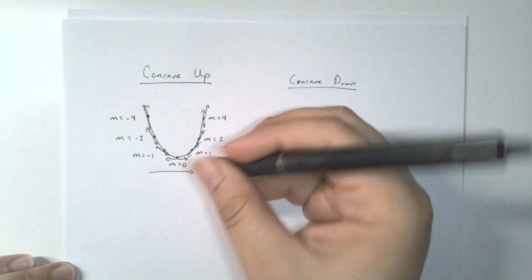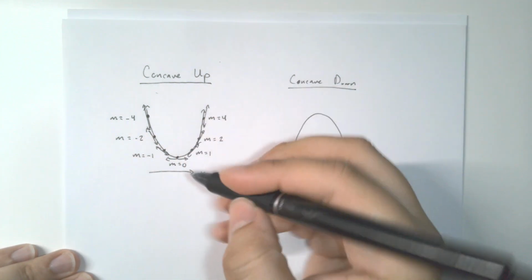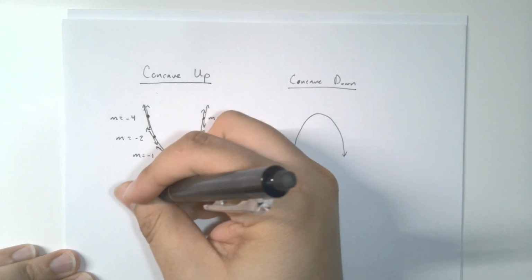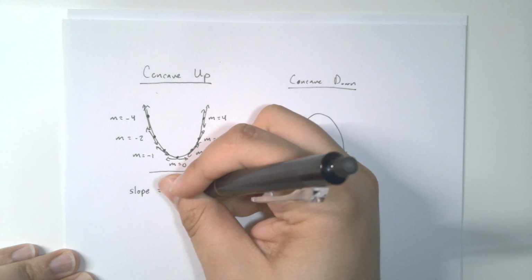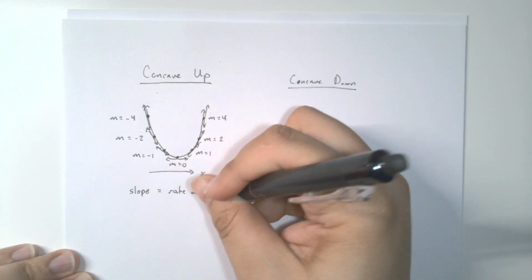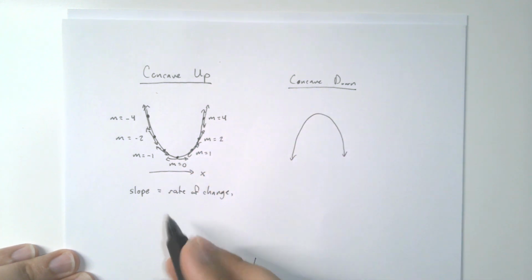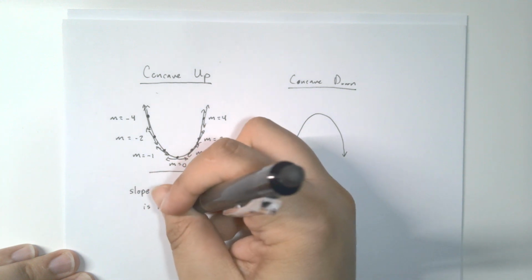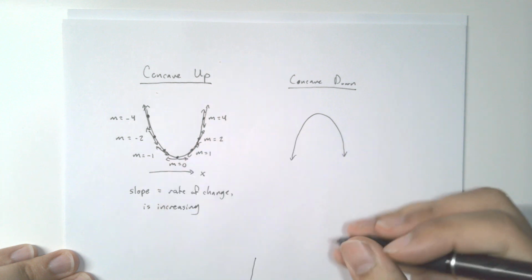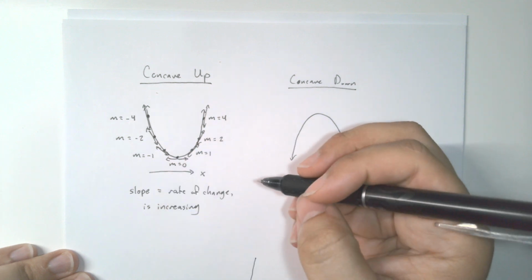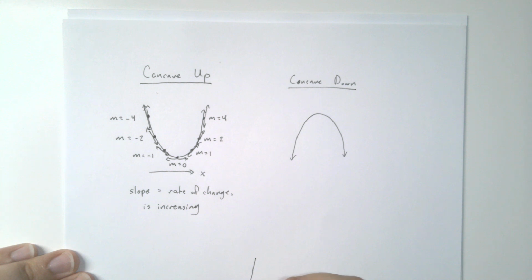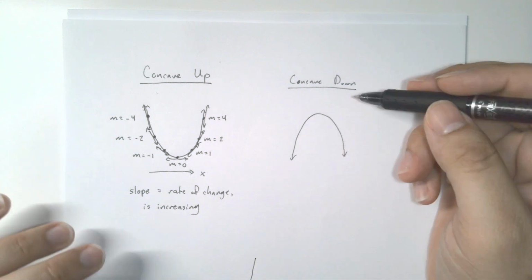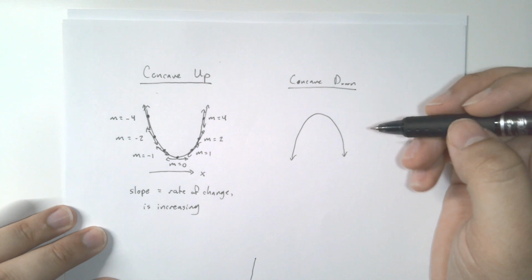It's increasing. And we could say that the slope, so associate slope with our rate of change. We say that our rate of change is increasing on this interval. And for concave down, it's the other way around.